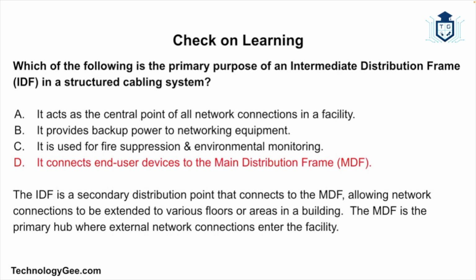And the correct answer is it connects end user devices to the MDF. The IDF is a secondary distribution point that connects to the MDF, allowing network connections to be extended to various floors or areas in a building. And the MDF is the primary hub where external network connections enter the facility.